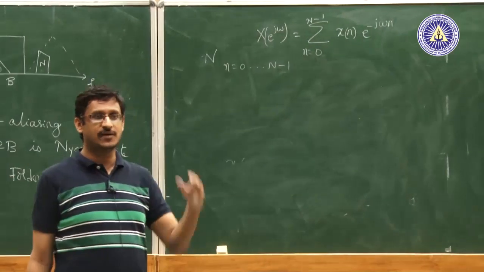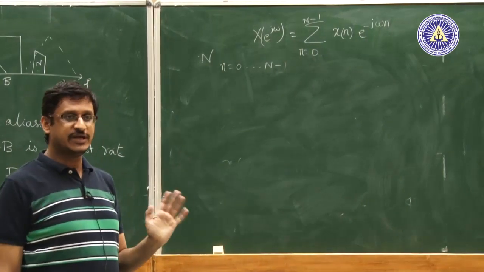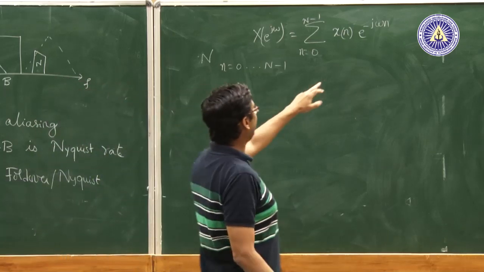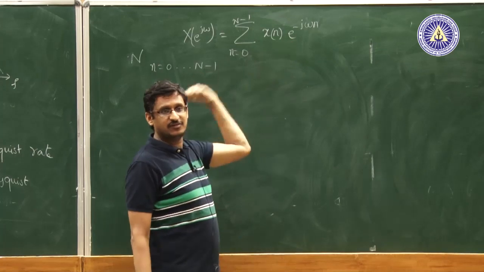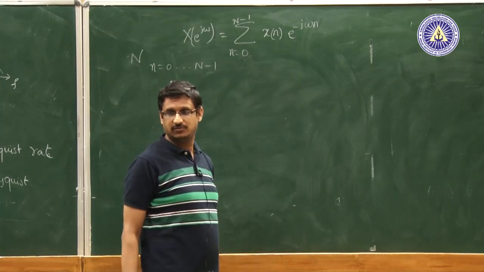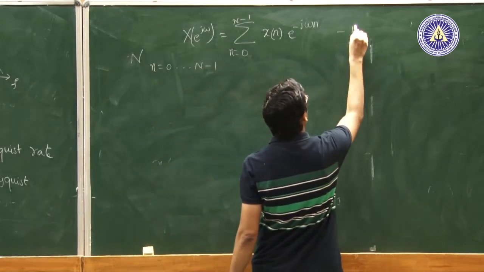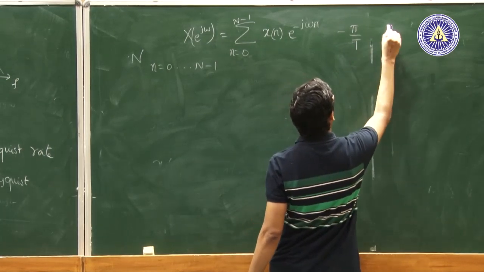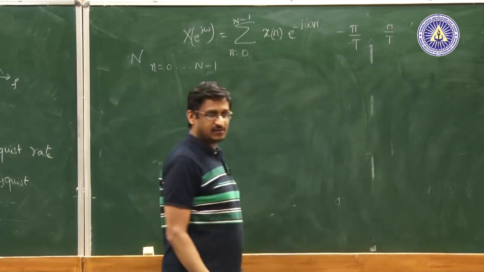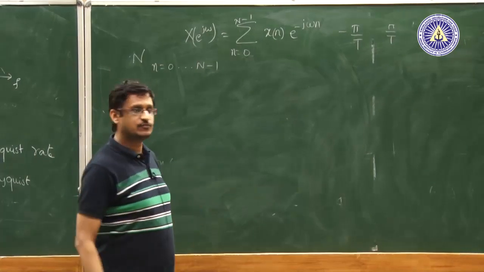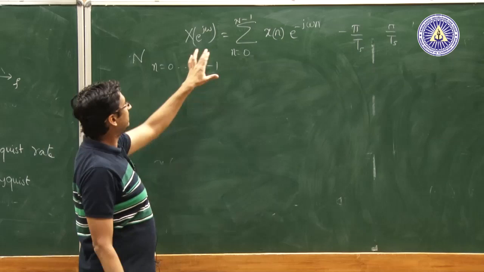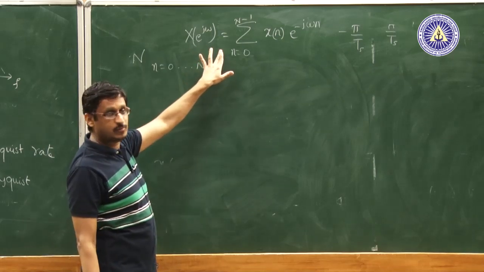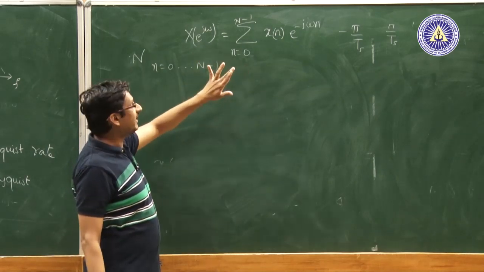You have this set of numbers x of n, and each number you multiply by e power minus j omega n. The catch here is that this omega is a continuous quantity. The range of this omega is usually from minus pi by Ts to plus pi by Ts, where Ts is the sampling period that you have chosen. What you obtain is the discrete time Fourier transform, which is continuous and periodic.